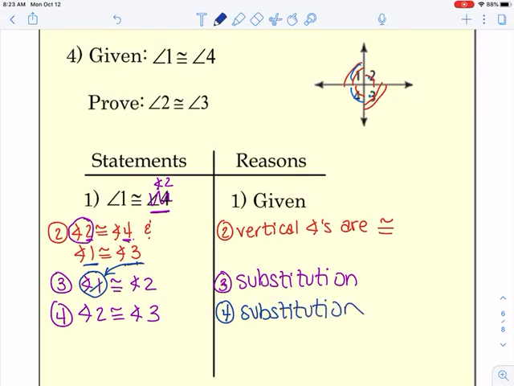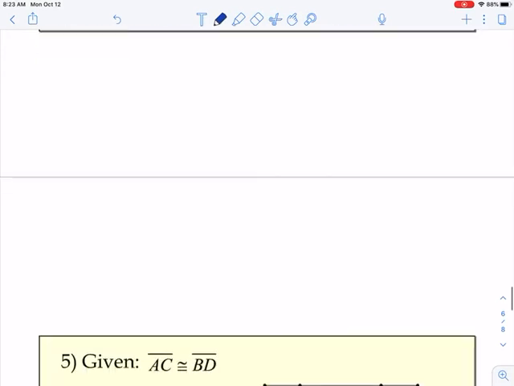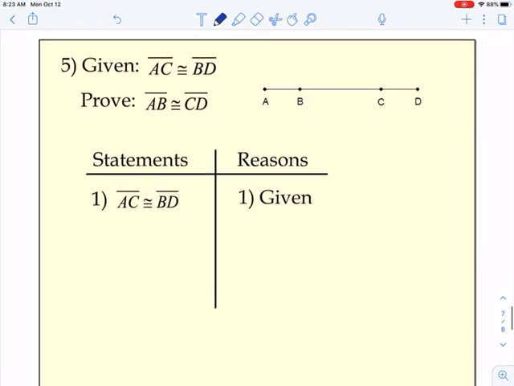Okay. So there's one involving substitution. So we're going to do 2 more, one involving addition and one involving subtraction. Okay, so in 5, we're given that AC is congruent to BD. So I have AC is congruent to BD, and we eventually want to prove that AB is congruent to CD.